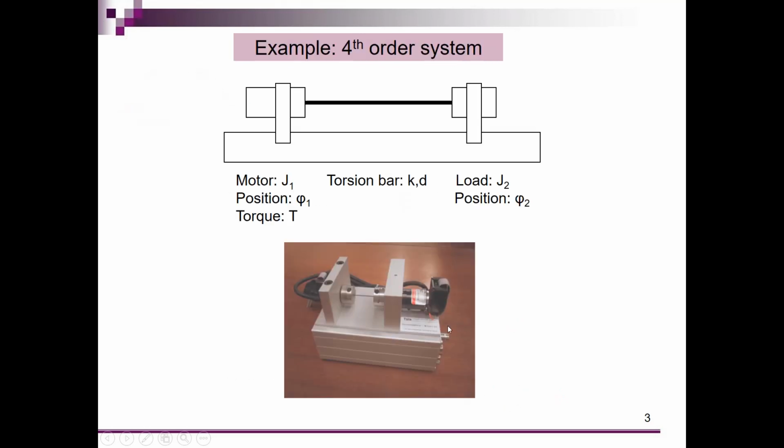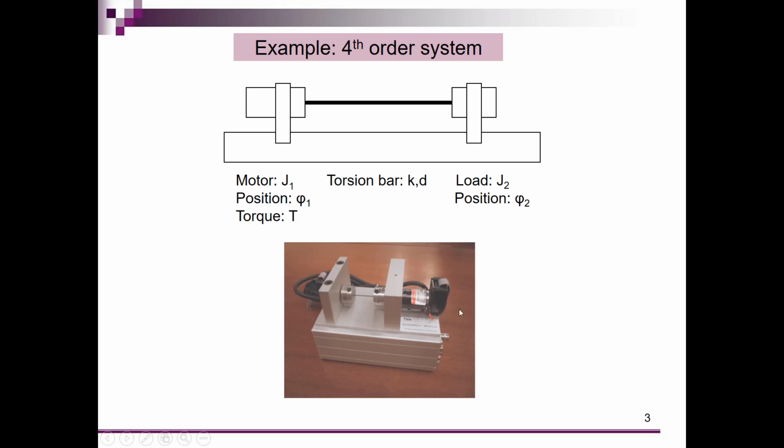So how does it work? Let's start with an example as depicted over here. In this example, I have a motor that has an inertia J1, and we are going to measure the position of that rotor, and that is called V1. To that motor, we apply torque T. Connected to the motor is a load, an inertia J2. Between the motor and inertia is a kind of flexibility, which can be defined by a torsion stiffness K and a torsion damping D.